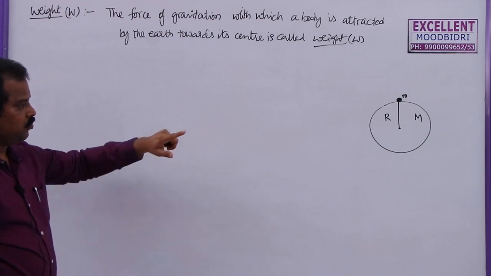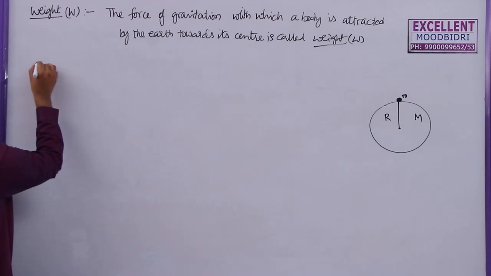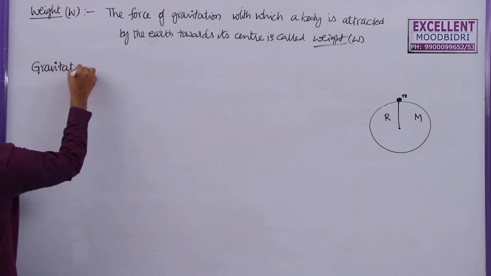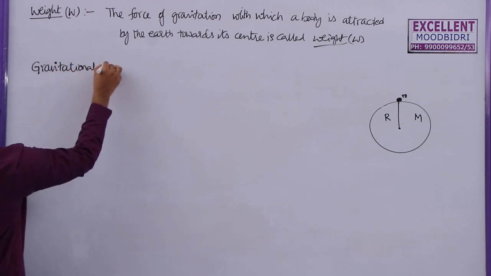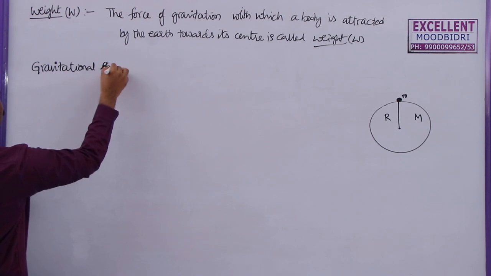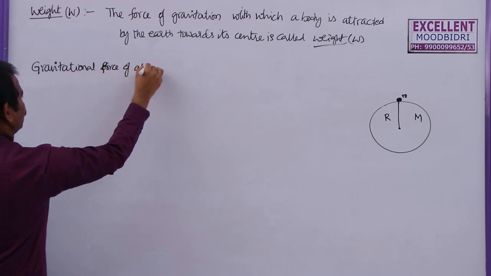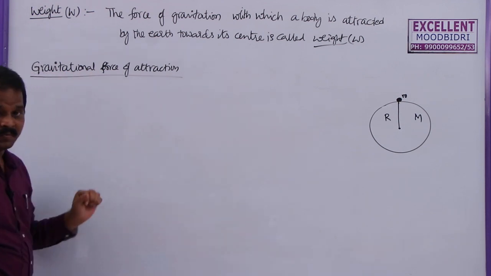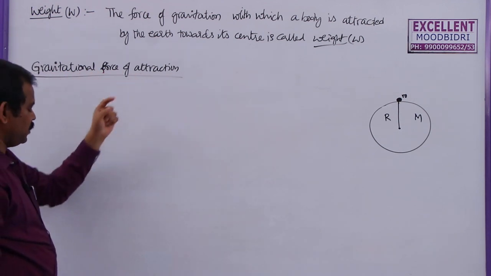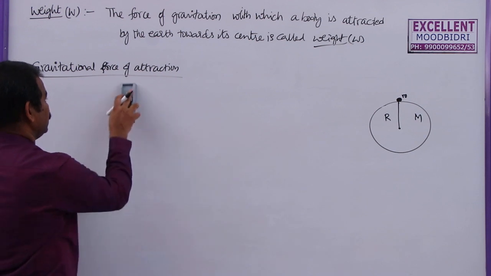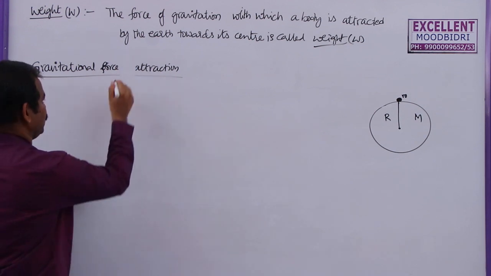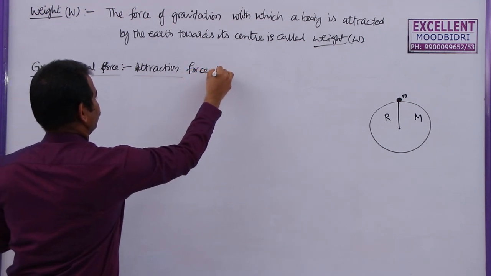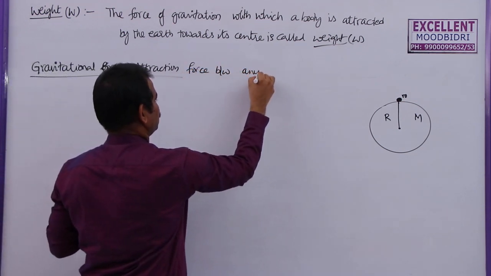Now how to find this weight? First of all, what is this gravitational force? The gravitational force is the force of attraction between two bodies in this universe. Remember the difference: gravitational force of attraction, or simply gravitational force, is the attractive force between any two bodies in the universe.